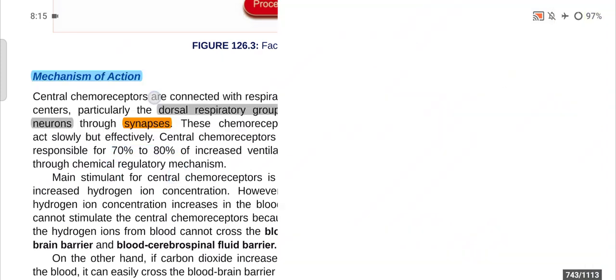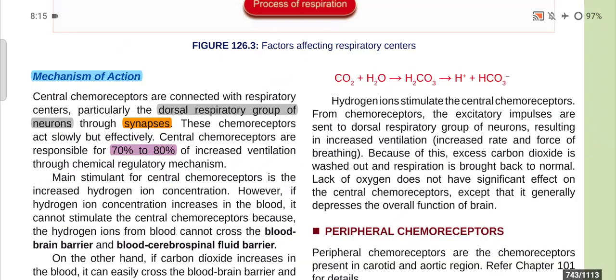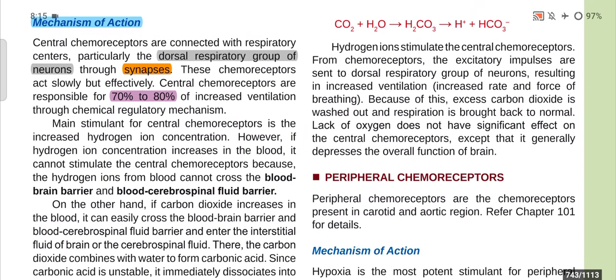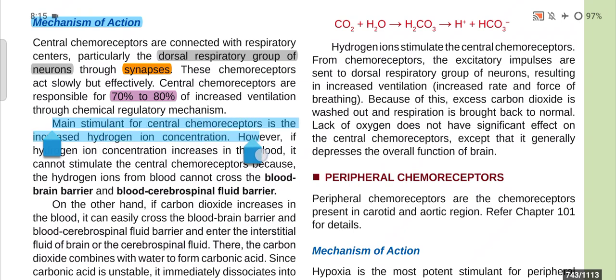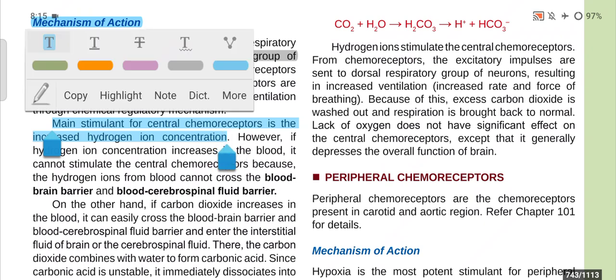So this is the major group. The mechanism is that central chemoreceptors are connected with respiratory centers, particularly the dorsal respiratory group of neurons, through the synapses, and they act slowly but effectively. They are responsible for nearly 70 to 80% of the increased ventilation through the chemical regulatory mechanism. The main stimulant for central chemoreceptors is the increased hydrogen ion concentration.